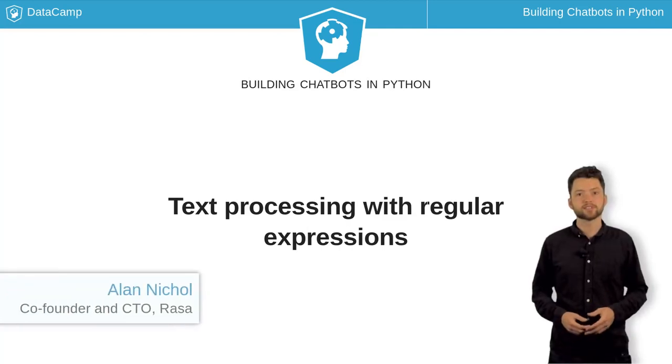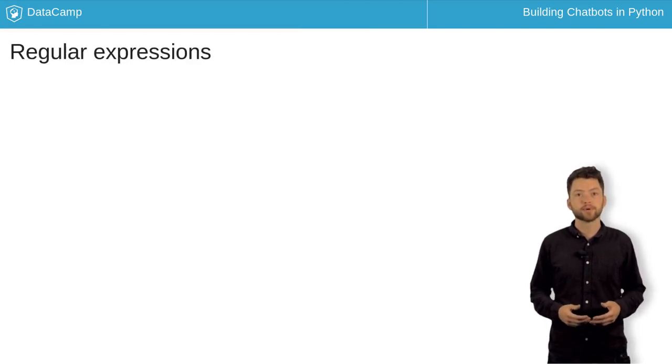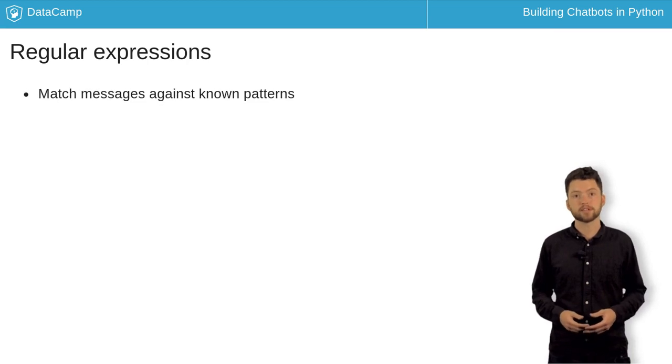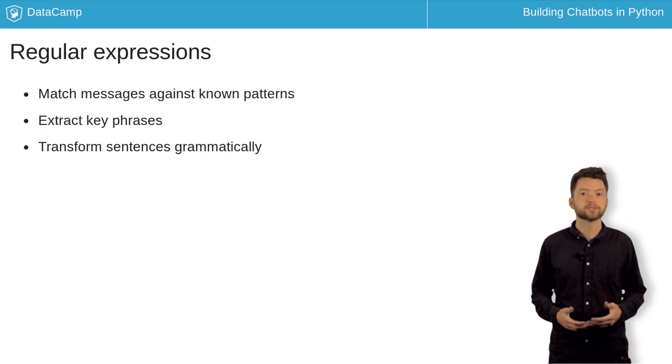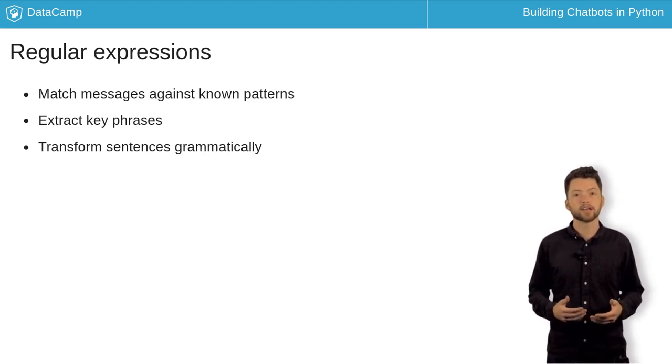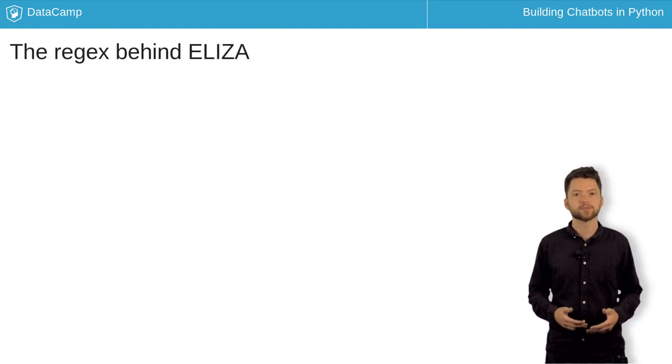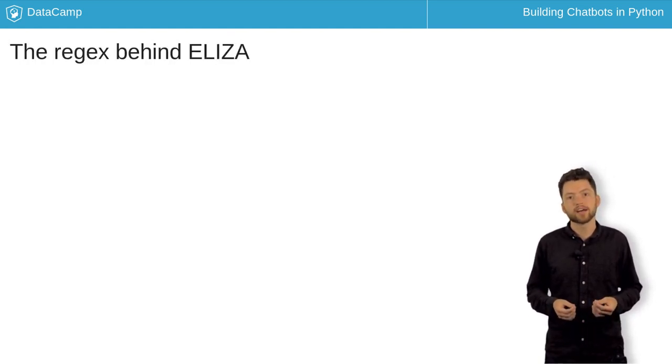Regular expressions, also known as regex, are a powerful tool for processing text. We will use them for matching messages against known patterns, for extracting key phrases, and for transforming sentences grammatically. These are the core pieces we need to create our ELIZA-style bot. Much of the magic of the ELIZA system relied on giving the impression that the bot had understood you, even though the underlying logic was extremely simple.